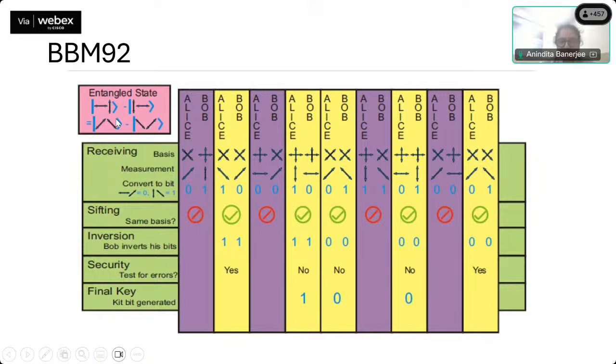And again, this inversion depends upon the type of state, there are 4 EPR states, no? So it depends upon which state you're using, whether you have to do the inversion or not. And finally, BBM92 is generating an entangled state. So an entangled state, if you verify it first, that means that for any communication, as long as the states are entangled, there is no scope of any eavesdropping. Otherwise, it will not satisfy the inequality.